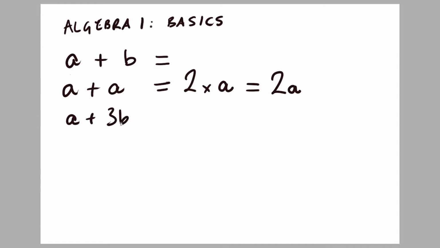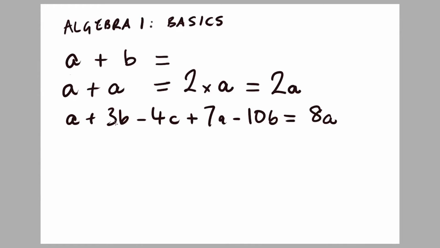We could have a plus 3b minus 4c plus 7a minus 10b. For example, we look at the a and the 3b. We can't do anything with those. But what we can do is something with the a and the 7a. A plus 7a is 8a. I've got one lot of a there and 7 lots of a there. Therefore, the answer must be 8 lots of a.